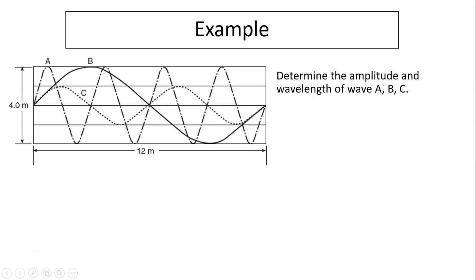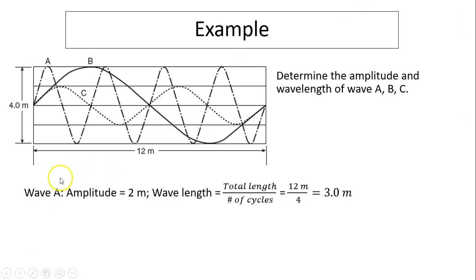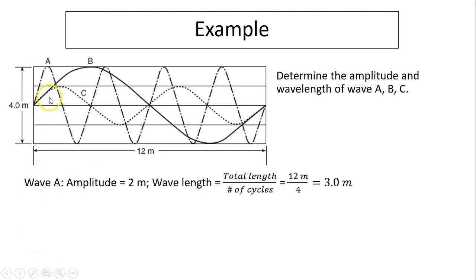Let's take a look at this example. This diagram shows three waves. You need to determine the amplitude and the wavelength of waves A, B, and C. Amplitude is from the middle to the highest point. Here, from lowest to highest point is 4 meters. That means each interval is 1 meter. So the amplitude for A would be 2 meters.